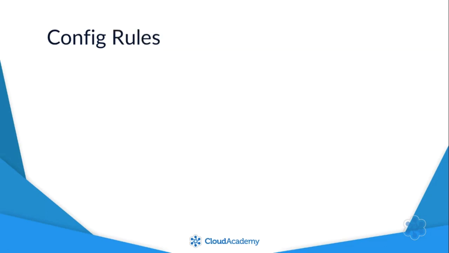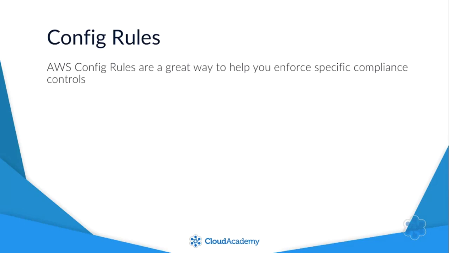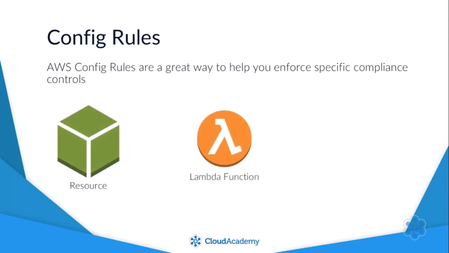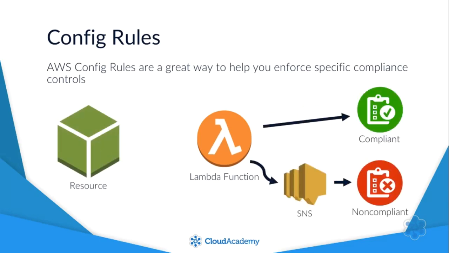AWS Config rules are a great way to help you enforce specific compliance checks and controls across your resources and allow you to adopt an ideal deployment specification for each of your resource types. Each rule is essentially a Lambda function that, when called upon, evaluates the resource and carries out some simple logic to determine the compliance result with the rule. Each time a change is made to one of your supported resources, AWS Config will check the compliance against any config rules that you have in place.